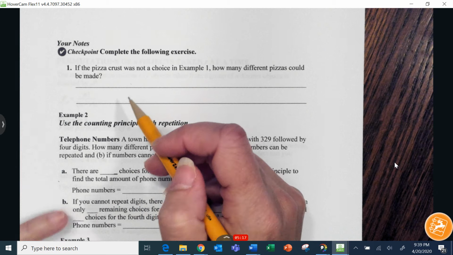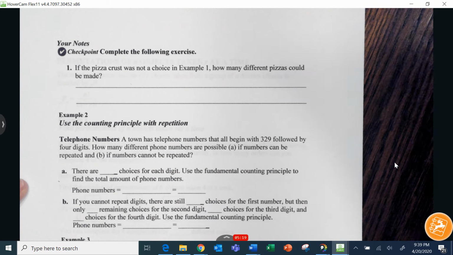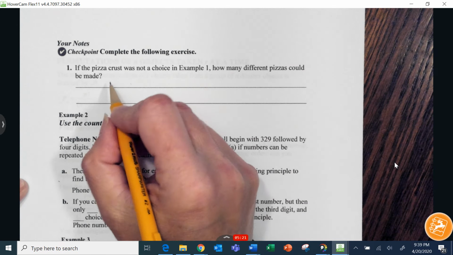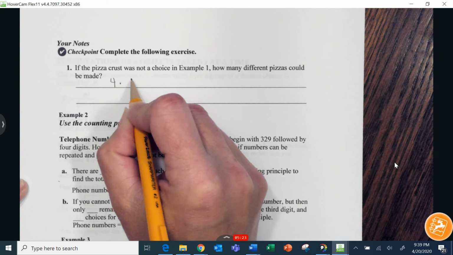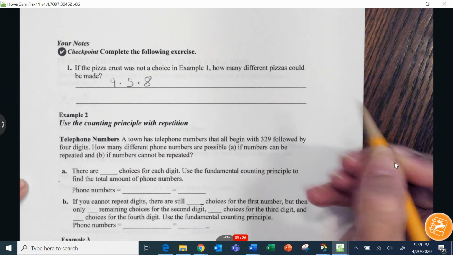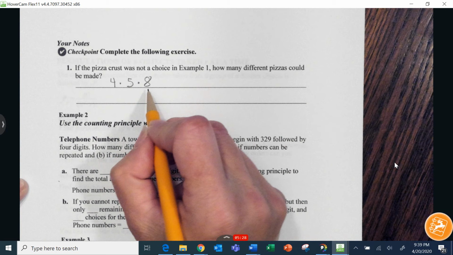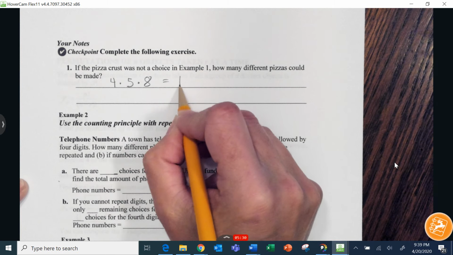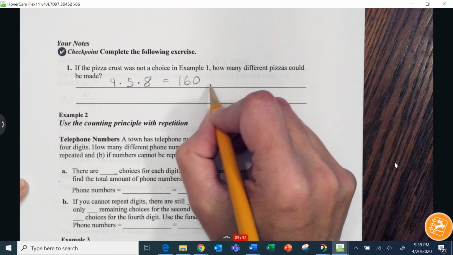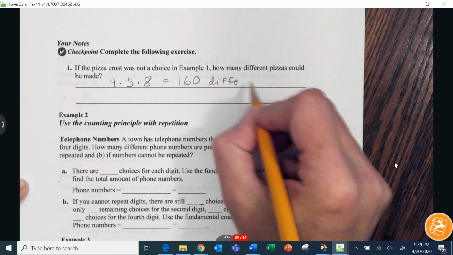If the pizza crust was not a choice in example 1, then we would only have 4 cheeses, 5 meat toppings, and 8 vegetables to choose from. So we'll use the fundamental counting principle, multiply those together, and we get 160 different pizzas you could make.